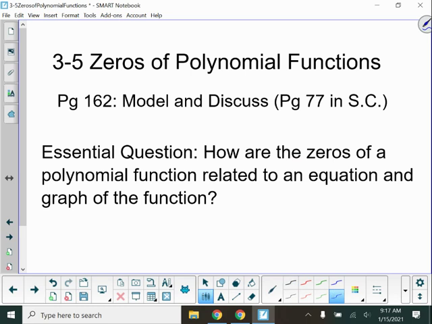Your lesson for 3-5, zeros of polynomial functions. And you'll find as we're moving through the rest of chapter 3, 3-5 and 3-6 are very similar in that they both deal with ways to help you narrow down what the zeros of polynomials are without actually looking at a graphing calculator. So we have our central question here. How are the zeros of a polynomial function related to an equation and graph of the function?